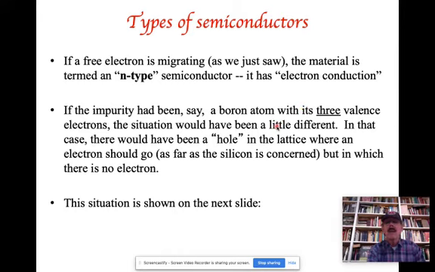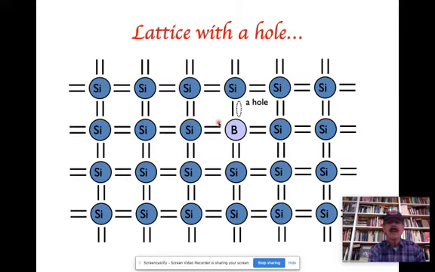Okay, now the question arises, what would happen if the impurity didn't have 5 valence electrons but only had 3, which is to say if you used like boron. Okay, in that case, what you would end up with would be what's called a hole, which is an area where you'd like to have an electron, but you don't. If you put this structure in an electric field, what would end up happening is that if the electric field was to the left, electrons would want to go to the right.